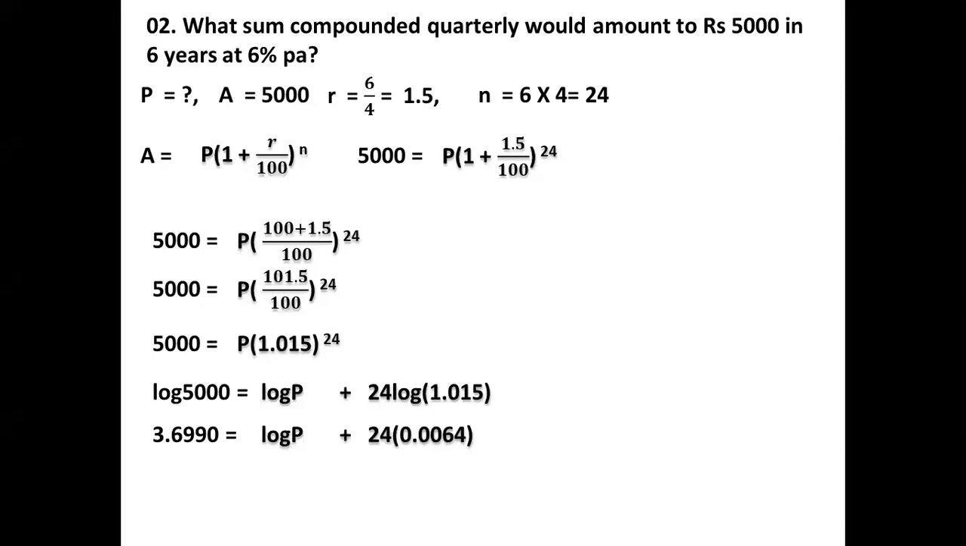In the next step, you take the product. 3.6990 is equal to log P plus 0.1536, if you multiply with 24, the product is 0.1536. Then you take that 0.1536 to the left hand side.